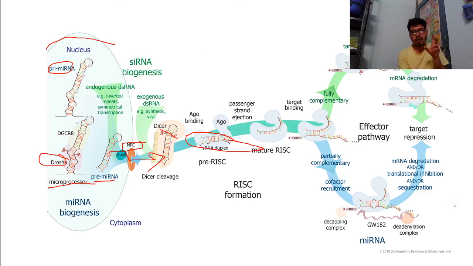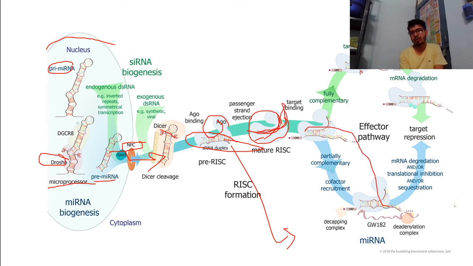This will be loaded onto the Argonaute protein, and the RISC complex will form, where the single passenger strand will be removed and one guide strand will remain attached, which will go into the effector pathway and degrade a particular sort of target. So this is the main function of how miRNA can work.